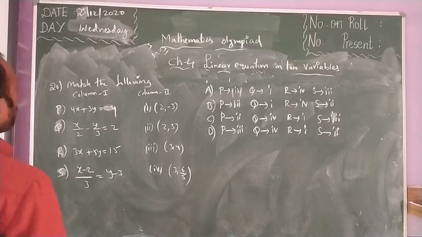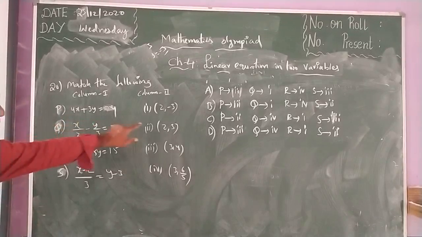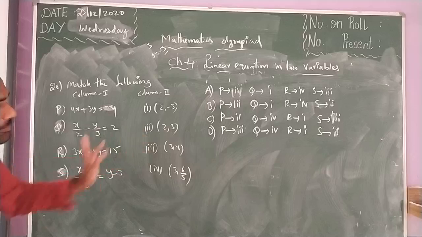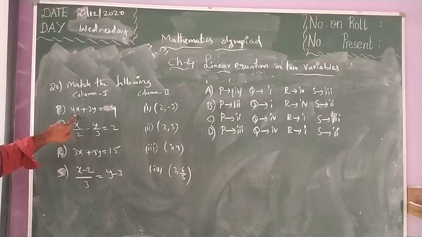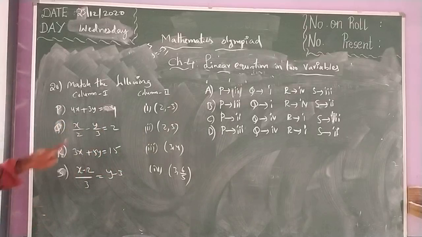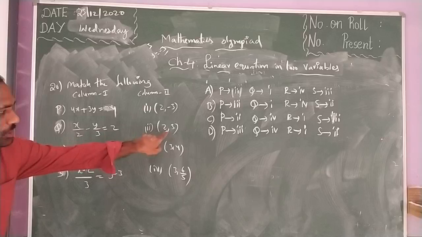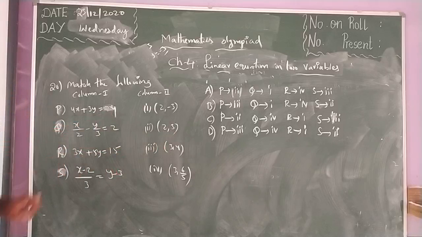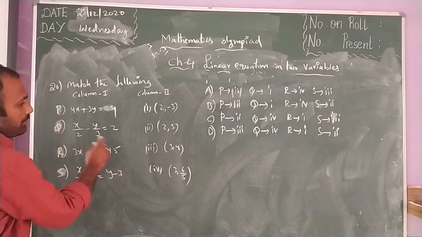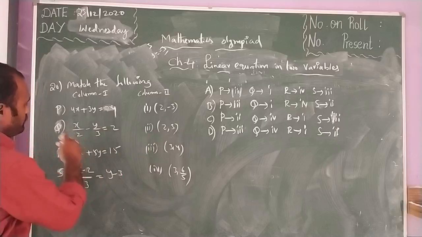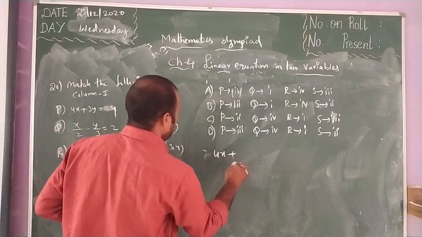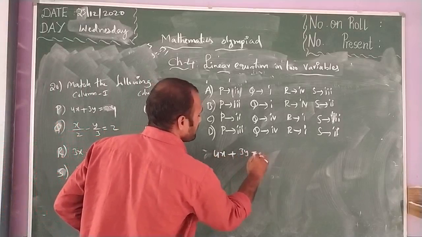Let us see the next question. We have to substitute the points in this line, and whichever line satisfies them will be the answer. If I take 4x plus 3y is equal to 24, then definitely if I put a positive value, I am not going to get a positive value over here. Let us check it out.